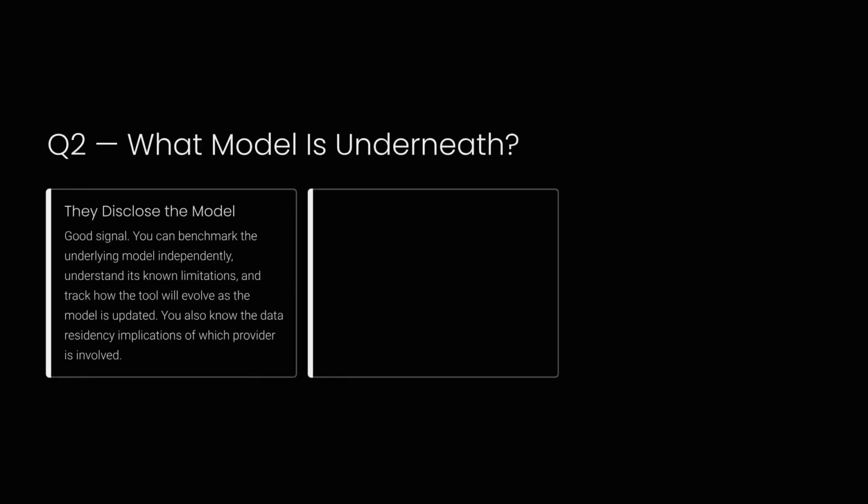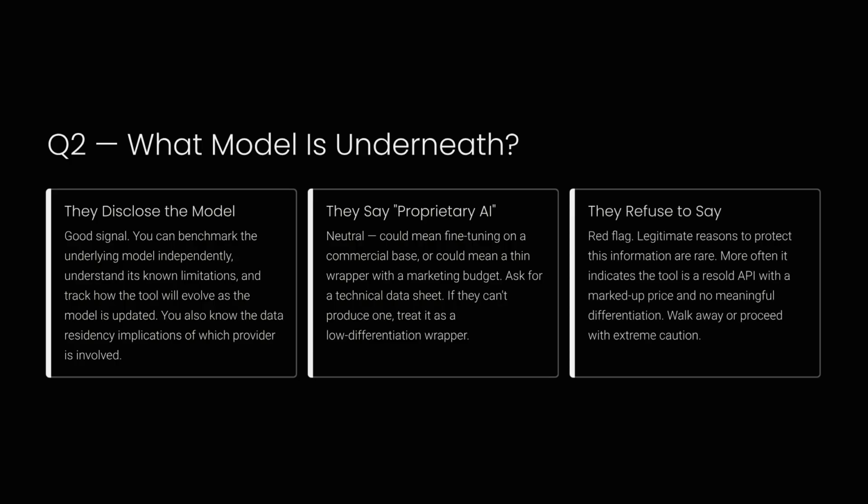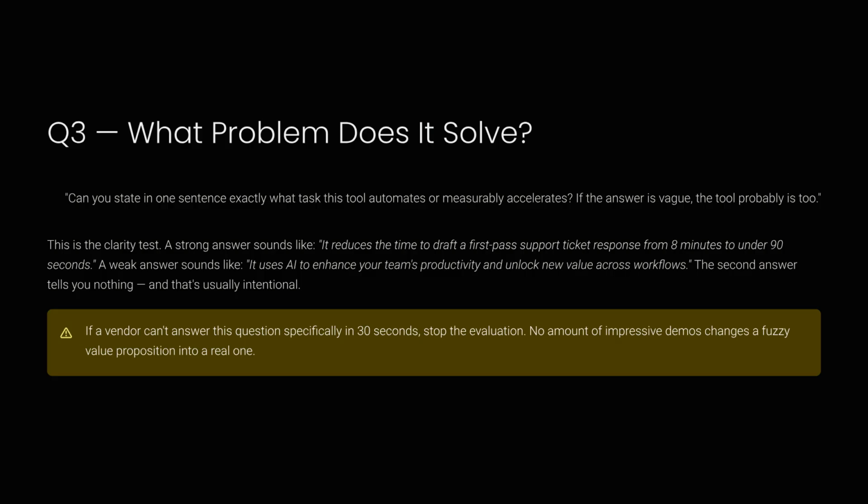If they disclose it, that's a good signal for benchmarking. If they claim, quote, proprietary AI without technical documentation, it's neutral at best. If they refuse to say, they are likely just a thin, marked-up wrapper over an existing API. Proceed with extreme caution. Third, what problem does it solve?